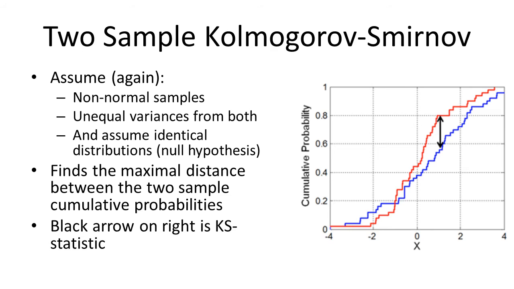Moving on to the two-sample KS test, it's very similar to the one-sample one. Basically, again, assume non-normal samples and unequal variances from both of them, but assume that they are the identical distribution. So here you just plot the cumulative probability functions for both samples, basically the odds of any one value occurring, and then find the maximal distance between them, represented in black here, and from that you determine whether you can reject a null hypothesis that they are actually the same.